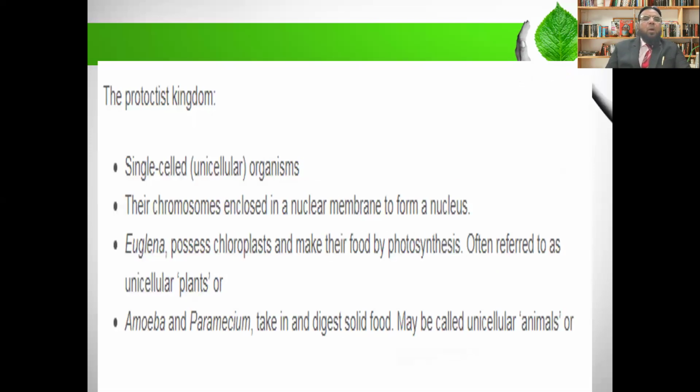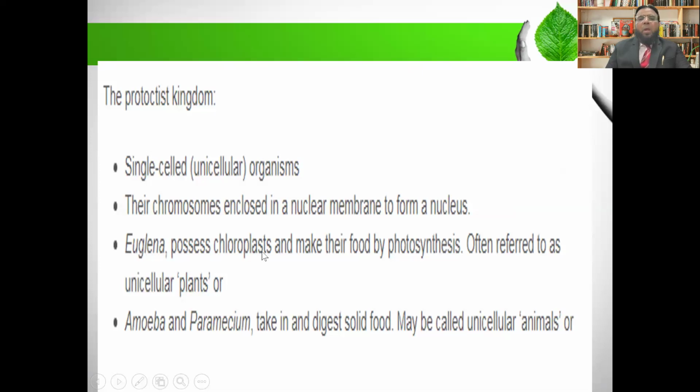Here you see the Protoctista kingdom, or kingdom Protista. They are single-celled or unicellular organisms. Means if you are going to study their cells, they consist of a single cell. Some Protista are plant-like, and some are animal-like. Their chromosomes are enclosed in a nuclear membrane to form a nucleus, because they are eukaryotic.